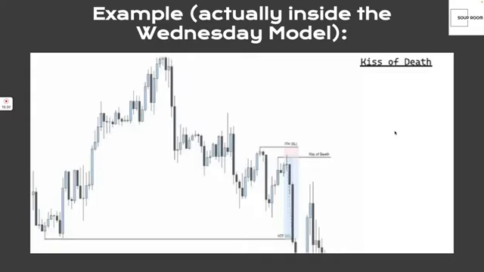So here is an example. As you can see right here, the higher time frame draw on liquidity. This is the low of Monday's range. We have an intermediate term high. We have the kiss of death turtle soup. Entry short, stop loss, intermediate term high. Take profit, the higher time frame draw on liquidity.